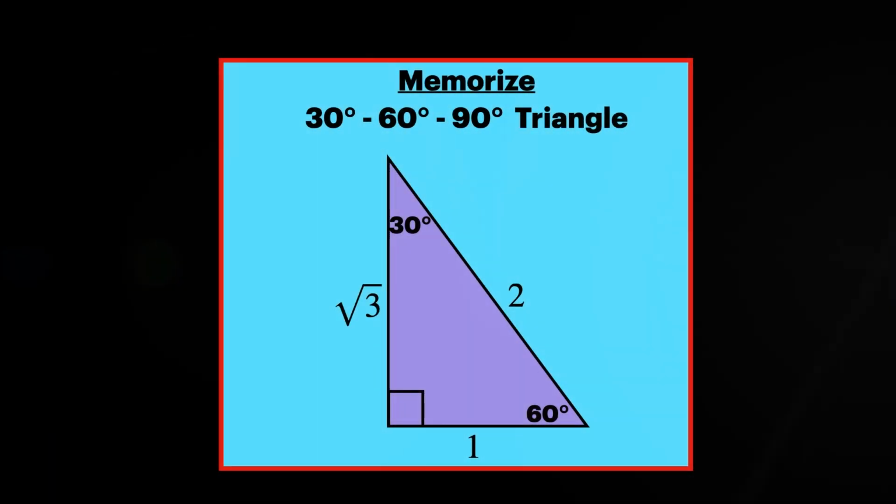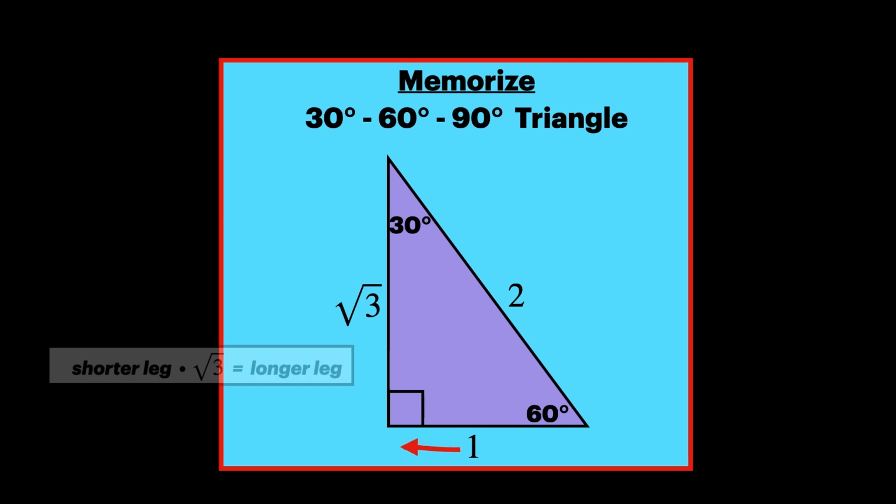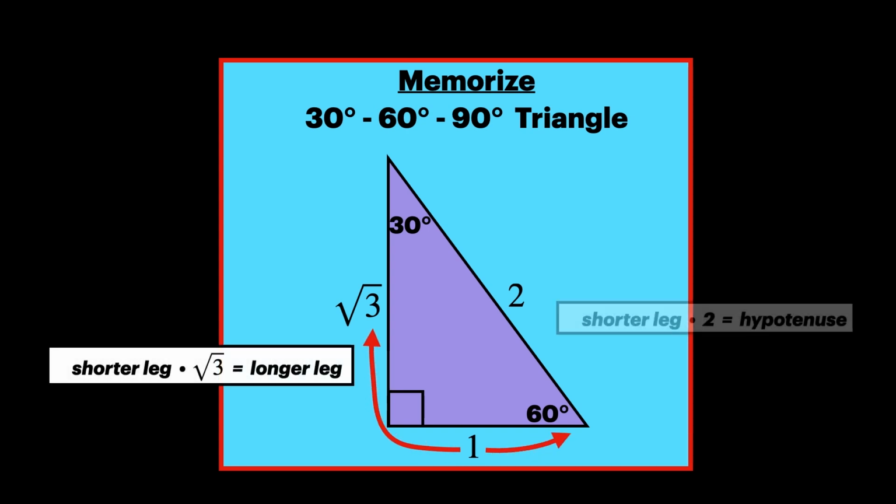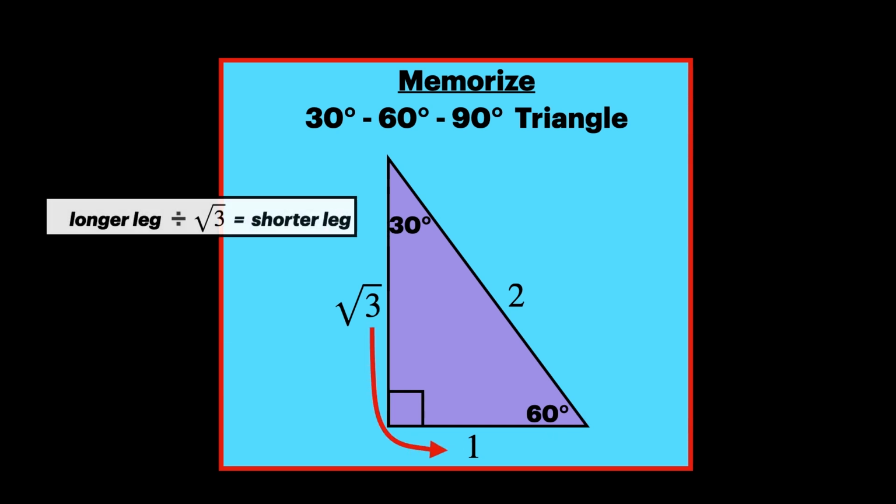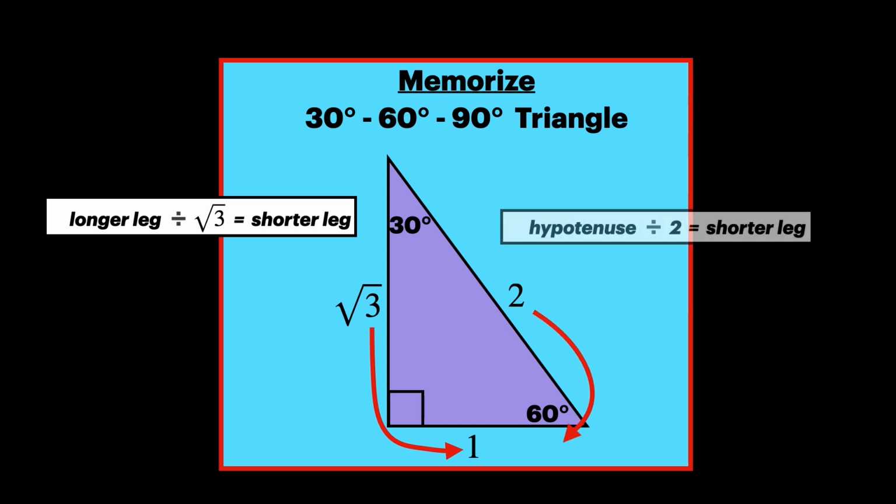You can figure out all the side lengths by just memorizing these 4 easy steps. Multiply the shorter leg by the square root of 3 to get the longer leg. Multiply the shorter leg by 2 to get the hypotenuse. Divide the longer leg by the square root of 3 to get the shorter leg. Divide the hypotenuse by 2 to get the shorter leg.